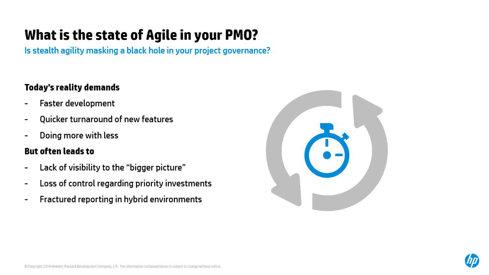But when you go down that road of trying to run faster, it often leads to lack of visibility into the bigger picture because your teams are concentrating on the small items and the tree rather than the forest. You lose a little bit of control regarding your priority investments. And you kind of get fractured reporting when you're working in a hybrid environment. So you might have some projects that you're running Agile, but other ones that are still using traditional waterfall SDLC. And next slide, please, Ty.